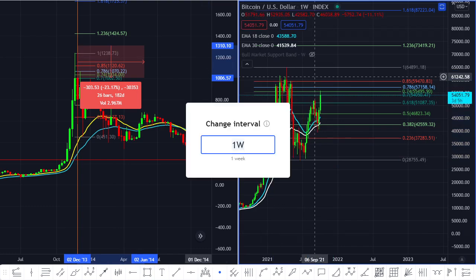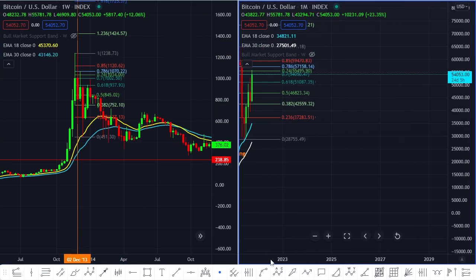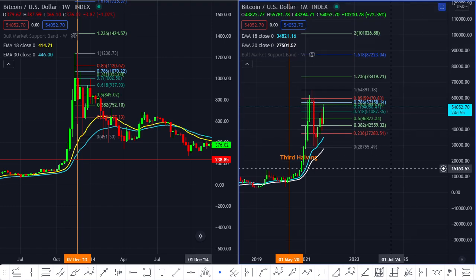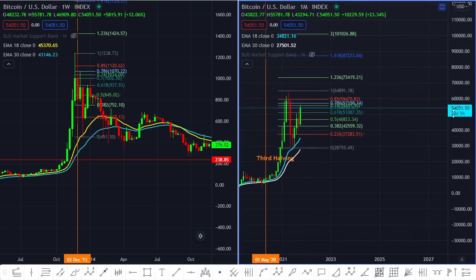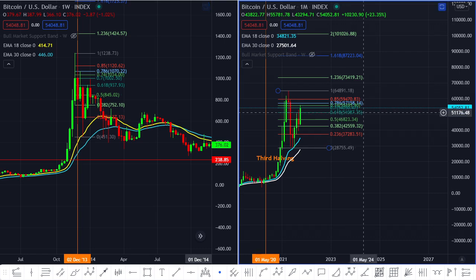If I go to the monthly chart, they look even more similar, by the way, because people say, yo, Maze, it doesn't look the same though. Well, go to the monthly and take into consideration that there is different price action. We are kind of 80 times higher than we were here. So right here we were around $688. Here we are around $54,000. So we're 80x more.